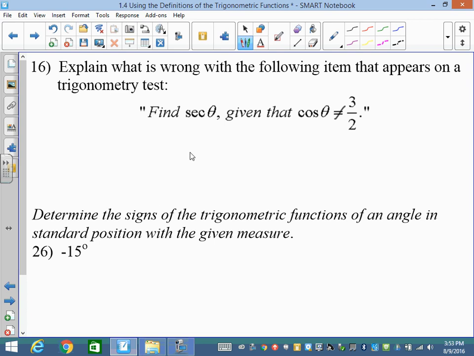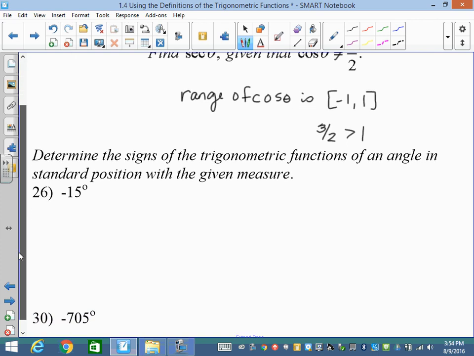They even ask you to explain what is wrong with the following item on a test. What is wrong is that the range, the values of y for cosine, the range of cosine of theta, is -1 to 1. And 3/2 is greater than 1, therefore not in the range. And that is what's wrong with that problem. And if 3 over 2 is not in the range for cosine, 2 over 3 will not be in the range for secant. Okay, we may have to go over that one a little bit more, but we'll do it.